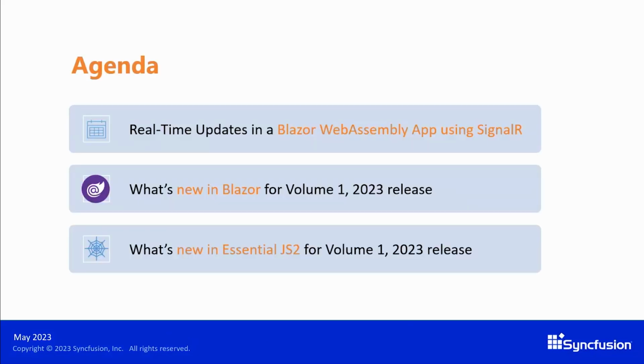First, we'll see how to make a real-time update in a Blazor WebAssembly application using SignalR connection. Today in this webinar, I'm going to make use of Blazor Scheduler to show how the SignalR helps in making the real-time updates. And then we'll see what are the new stuffs that are included in Blazor and Essential JS2 components for the last volume 1 2023 release. So let's move on to the topic now.